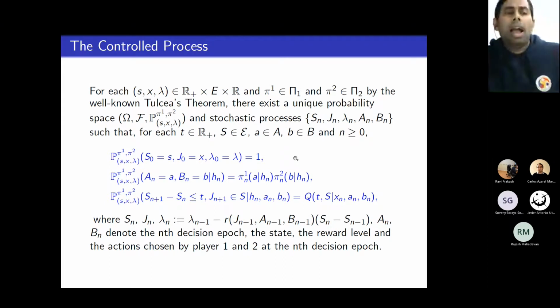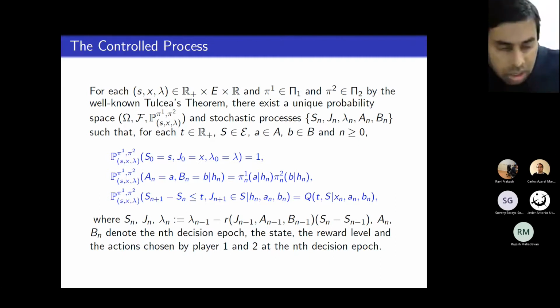Now, I have been talking about a process and all those things, so there is this small technical thing. How do I know that such a process actually exists? It turns out that yes, such a process exists, and the existence is given by a technical existence theorem, which is called Tulcea's theorem. So basically, there exists a stochastic process Sn, Jn, lambda n, An, Bn.